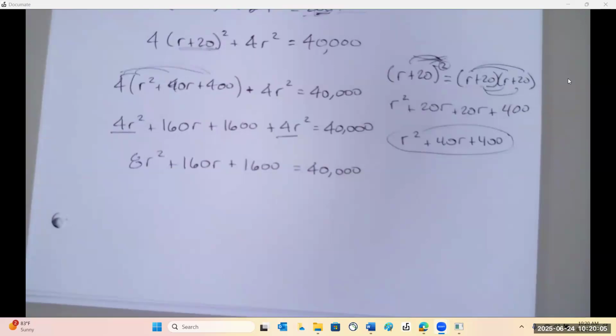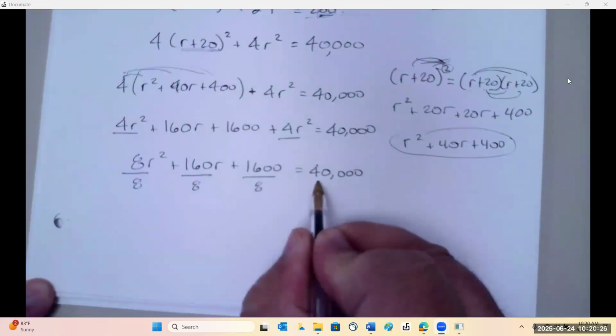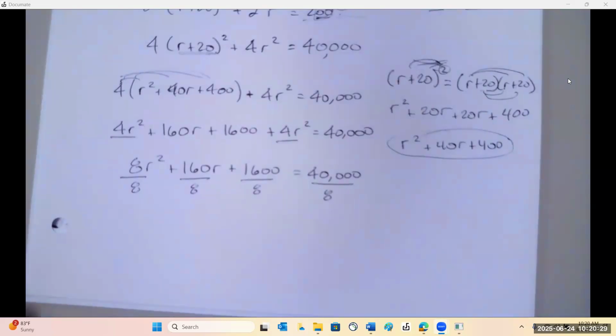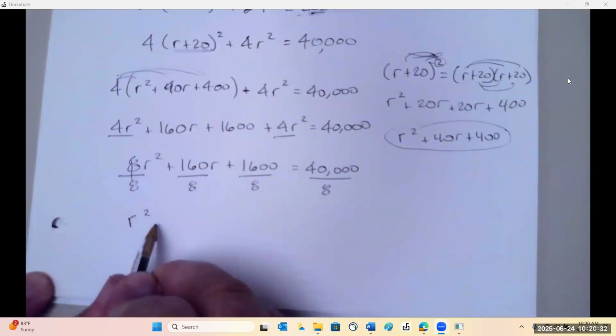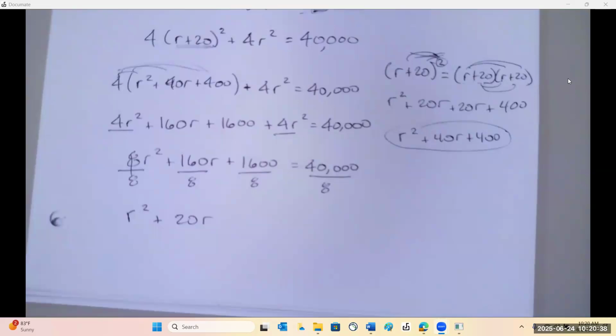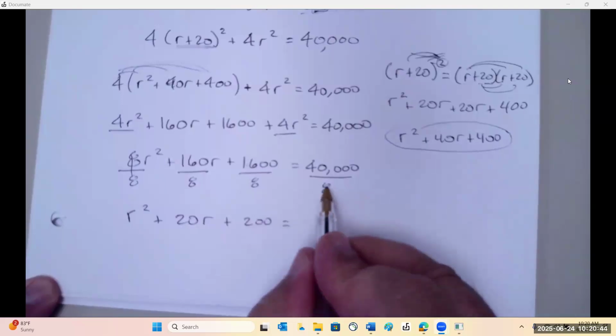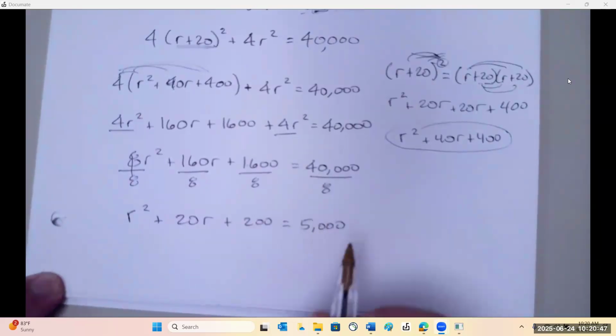Fortunately for us, we can notice one thing about all these numbers. What do they all have in common? 8. So if we divide everybody by 8, we get R squared. 160 divided by 8 is 20, so it's 20R. 1600 divided by 8 is 200. 8 goes into 40,000 5,000 times, so it becomes 5,000.